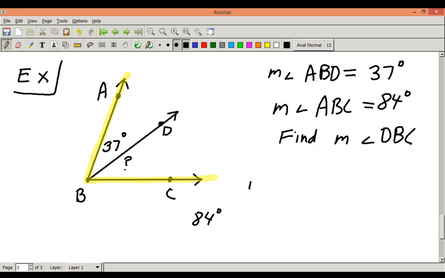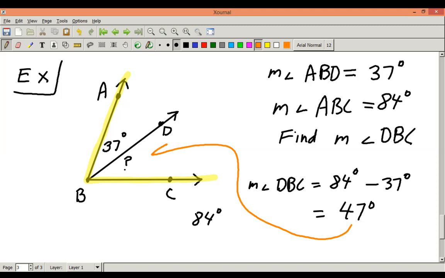And so it's a subtraction problem. The measure of angle DBC must equal the 84 degrees for the big angle that holds the two smaller ones inside, minus 37 degrees. So it's like the angle addition postulate, except we're going to solve this by subtraction. Okay, so 84 minus 37 is going to give us 47 degrees. That angle is 47 degrees because 84 minus 37 is 47.